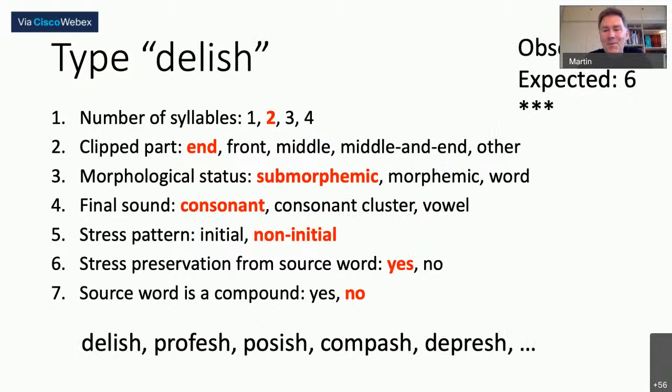Here's another type, which has 2 syllables, end clipping. It has submorphemic status. It ends in a consonant, has non-initial stress. It preserves the stress from the source word, and it's not based on a compound source word. And this is the type that David, Jennifer, and I call the delish type. So, delish from delicious, profesh from professional, posish from position, compash from compassion, and depresh from depression. You might recognize these, you might not. So I think this is a fairly recent pattern. And we find 31 such forms, and that outperforms our expectations, our expect, you might say.